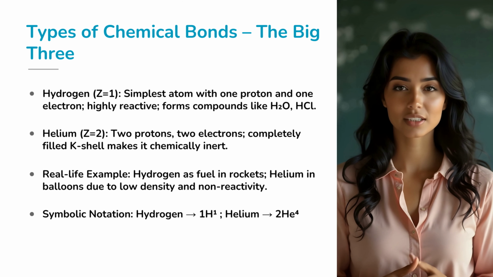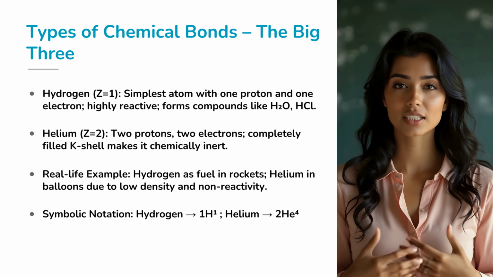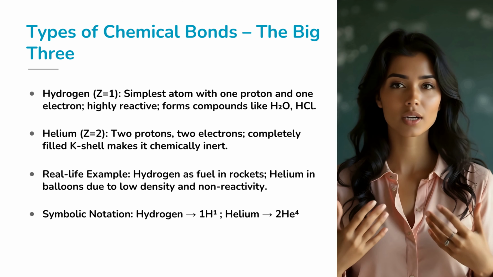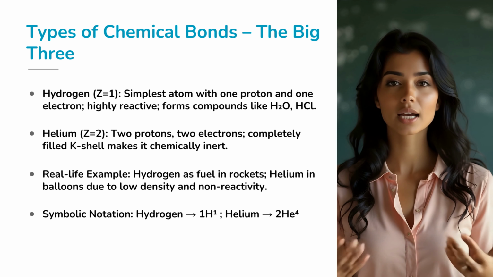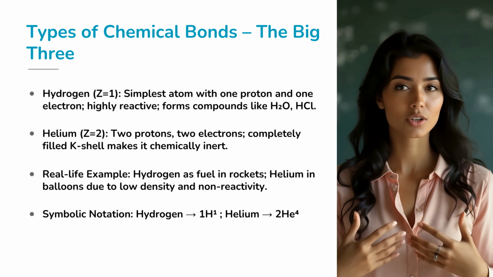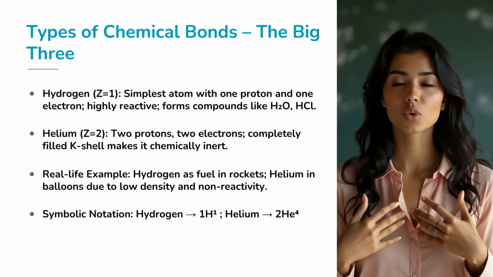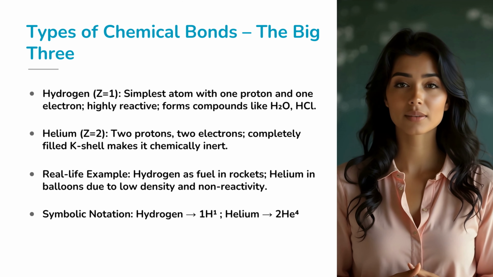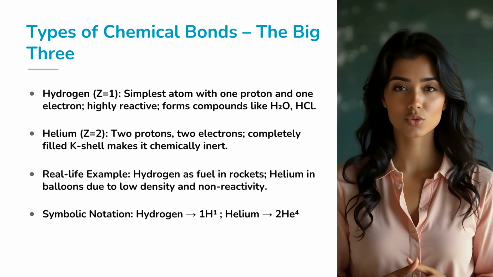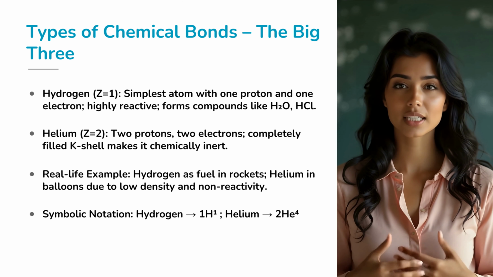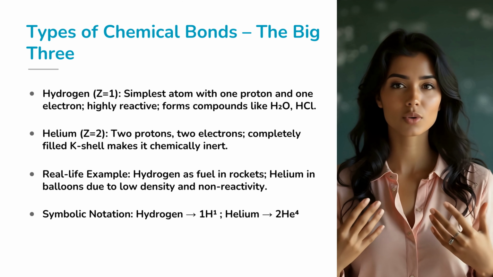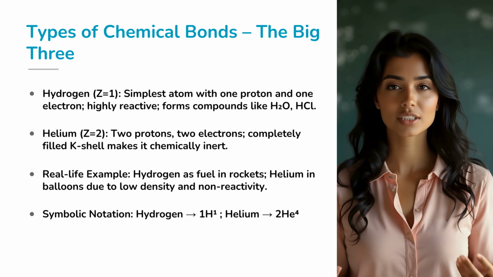Let's begin with the simplest of atoms, hydrogen and helium. Hydrogen, with atomic number 1, has just one proton and one electron. It is highly reactive and forms compounds like water, H2O, and hydrogen chloride. Helium, on the other hand, with atomic number 2, has two protons and two electrons. Its K shell is completely filled, which makes helium chemically inert.